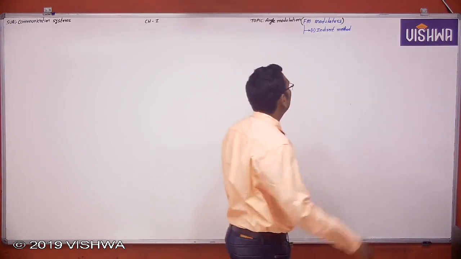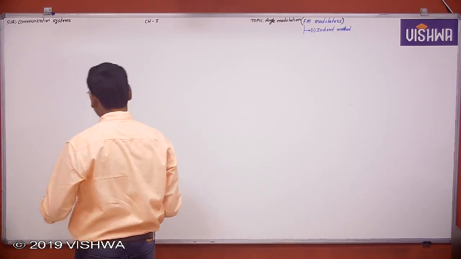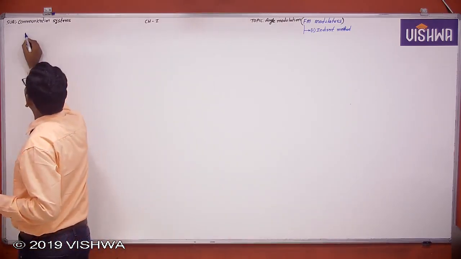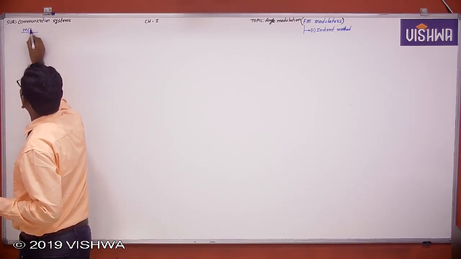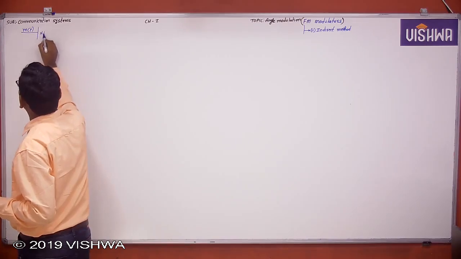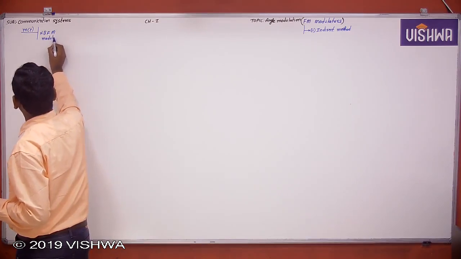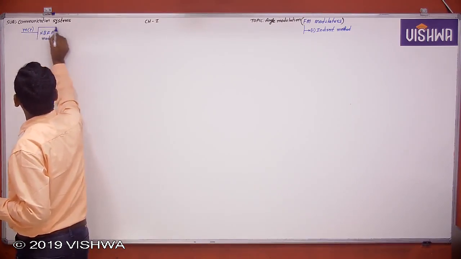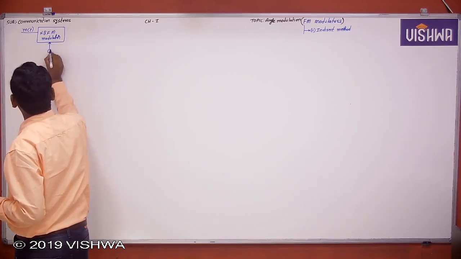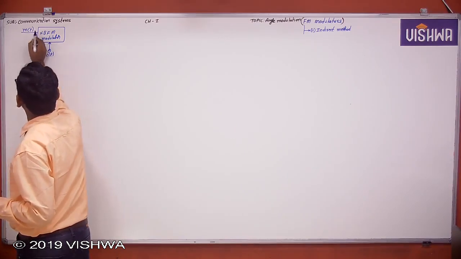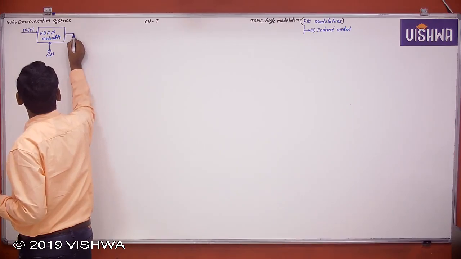Now the second method is the indirect method. What is the meaning of indirect method? The name itself says it is getting indirectly. See here, this is the message signal and this is the carrier signal. These two are applied to a narrow band FM modulator, and the narrow band FM modulator will generate a narrow band FM signal.